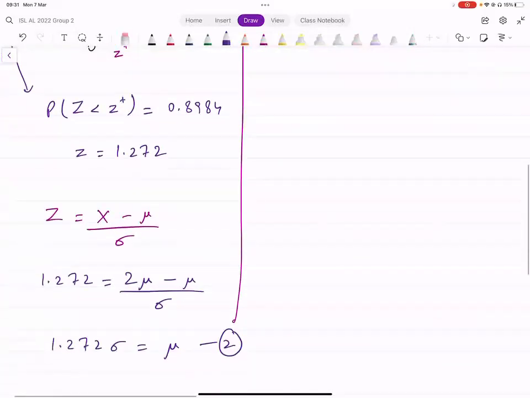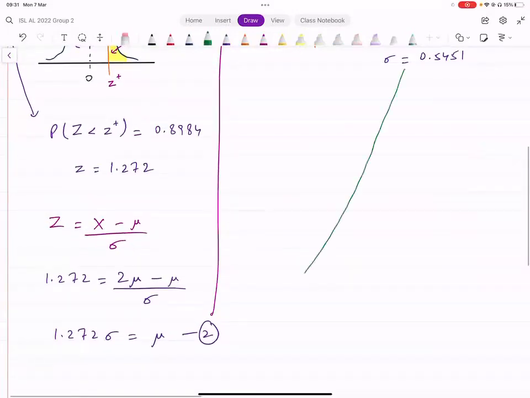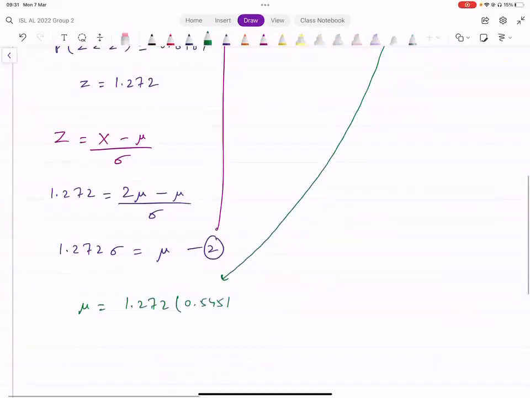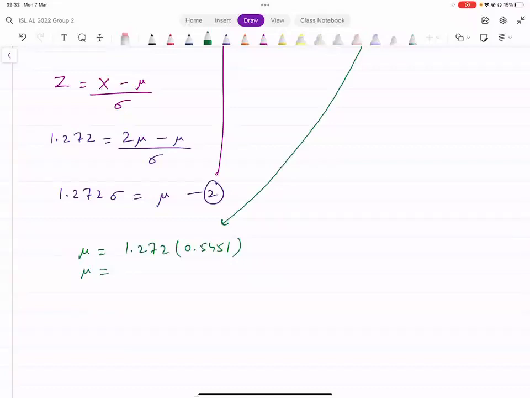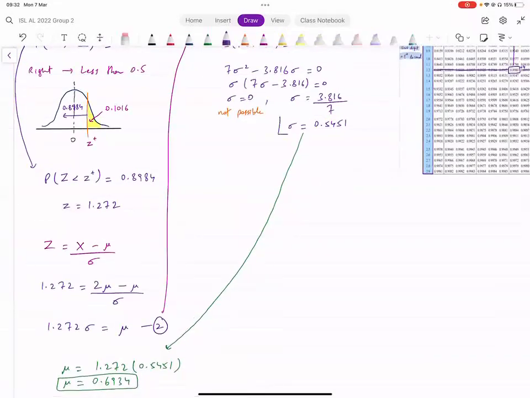इसमें जाके input कर दें. Mu equals 1.272 into sigma. That's 0.5451. What about this? ये क्या आता है? 0.6934. That's the value of mean that we have. Okay, so that's what we were looking for. We were looking for the mean and we were looking for the standard deviation. ये हमने दोनों find कर लिया.